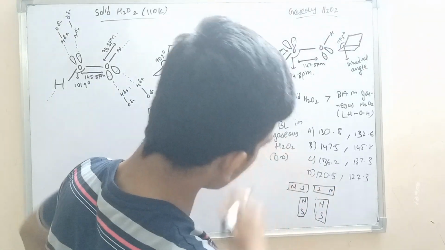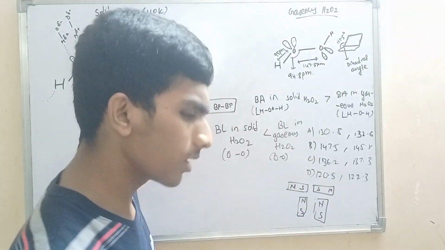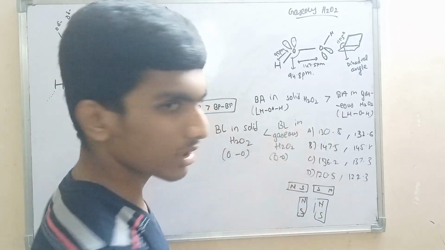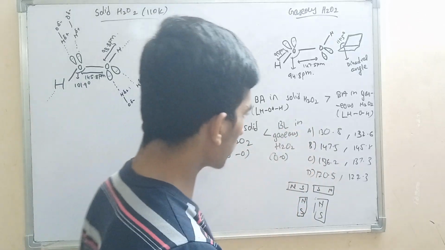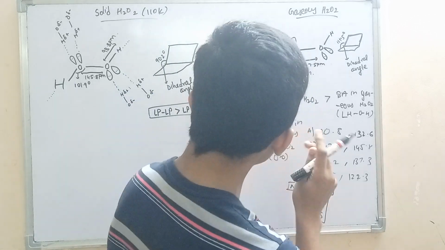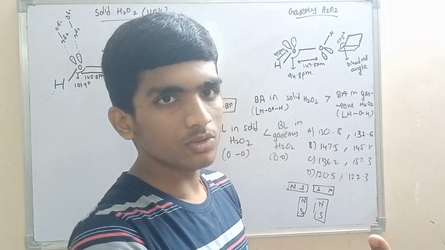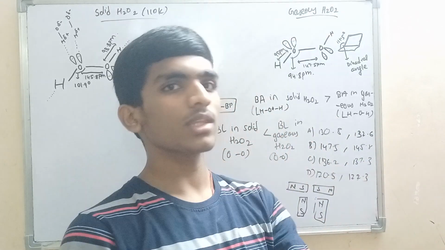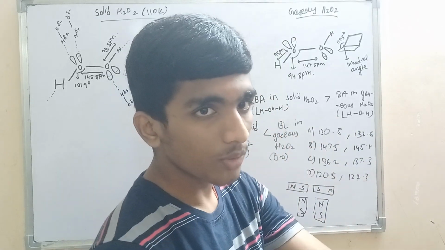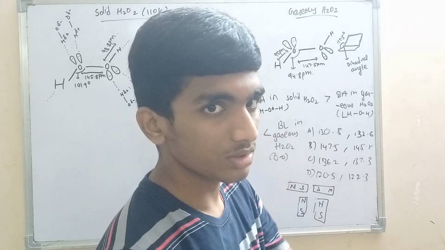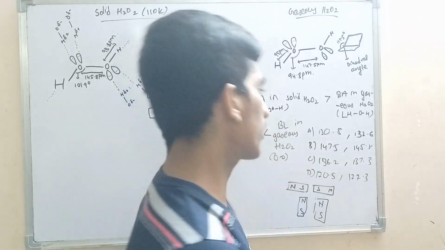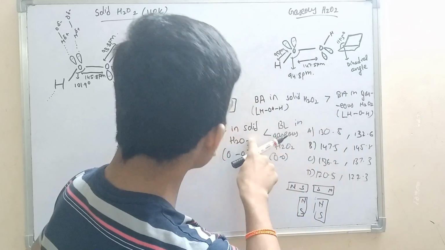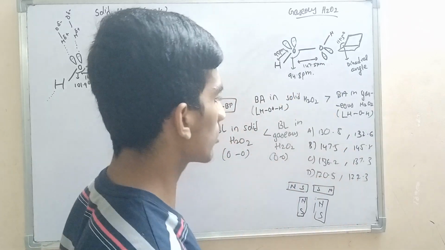Now let's come to this question. These are the options. Yes, I know one thing: bond length in solid H2O2 is less than bond length in gaseous H2O2. Now check the options. They asked for solid H2O2 and gaseous H2O2 bond lengths respectively. Respectively means we should give in that order only. We should not give bond length in gaseous H2O2 and solid H2O2. We should say solid and gaseous only. Mind this point.